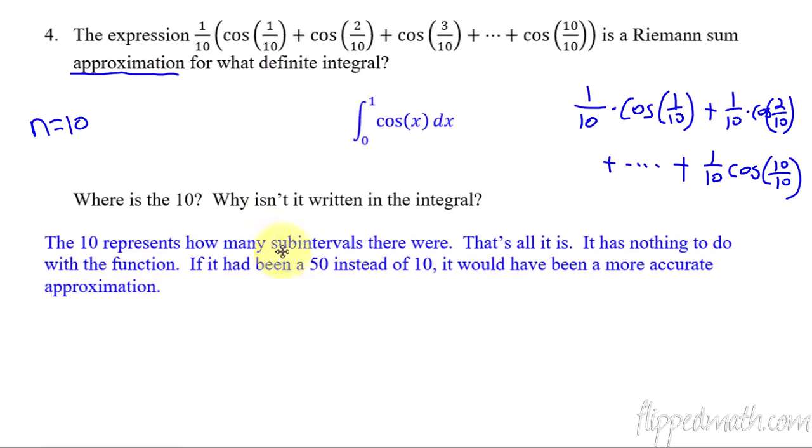So what I said here is 10 represents how many subintervals there are, or in other words, how many rectangles we have. And it has nothing to do with the function. I could have said 50 instead of 10 to make it more accurate, but my answer would still be the same. So if every single 10 was a 50, I would have to go up to 50 subintervals. So it would be 50 over 50, but the answer would still be exactly the same for the integral. Okay, so this is what we're practicing to try to recognize. How are these series and sequences, when we take the summation of them, how do they represent a definite integral? Because this is the area under the curve of the cosine graph from 0 to 1.